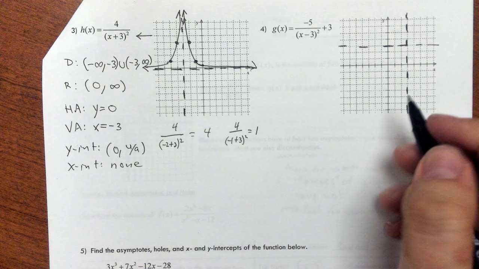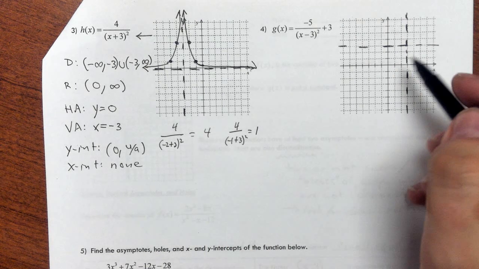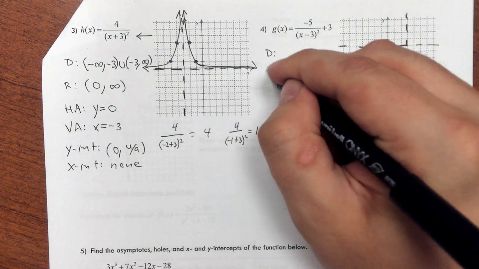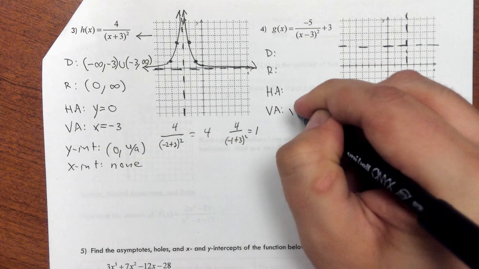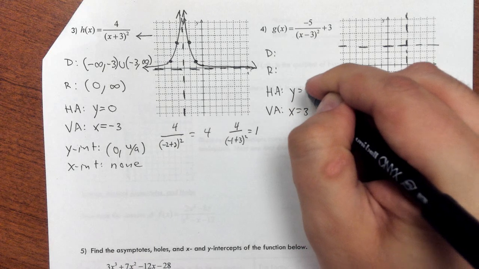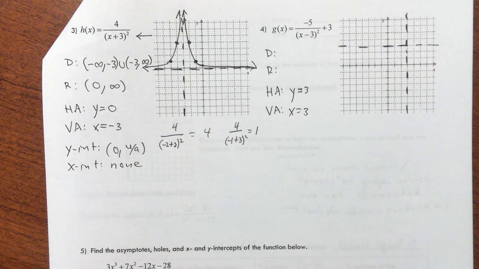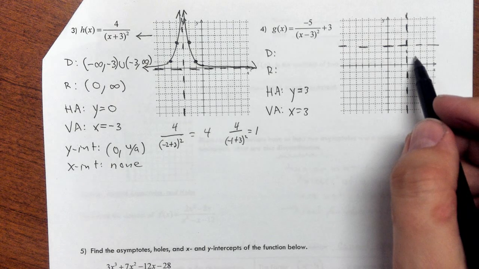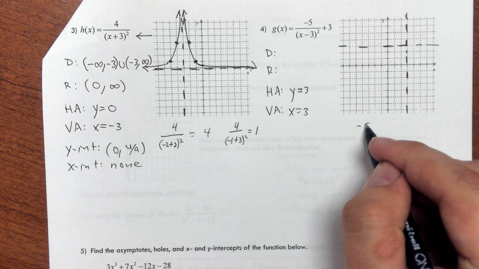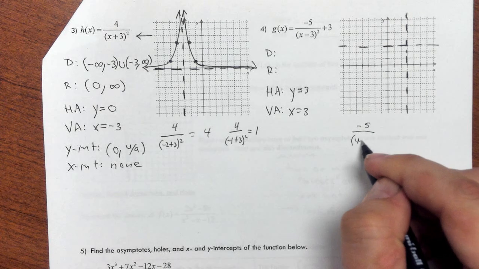So again, let's put in some values. My vertical asymptote was x equals 3. My horizontal asymptote was y equals 3. And what I need to do here, I need to figure out, okay, well, what happens when, say, x is 4? Well, if I put in 4 for x, I have this.